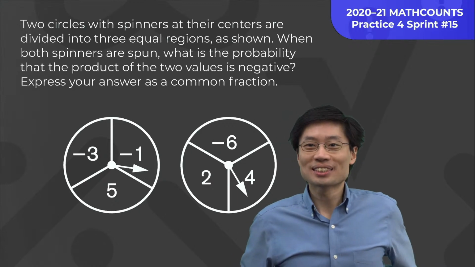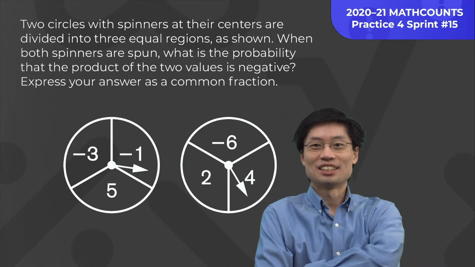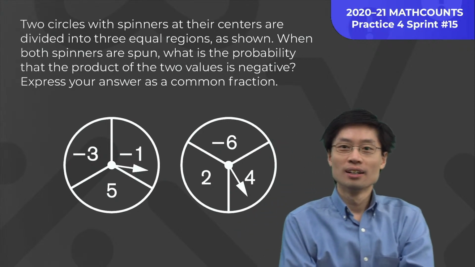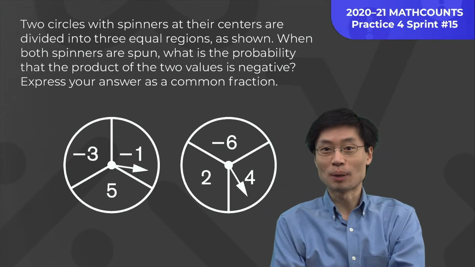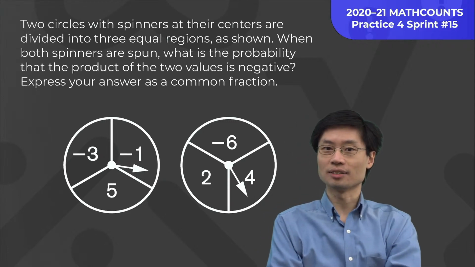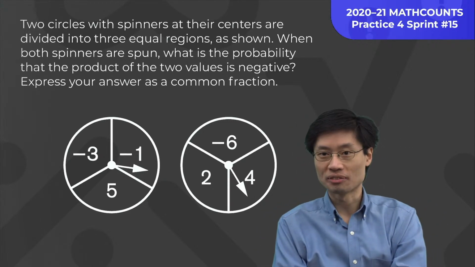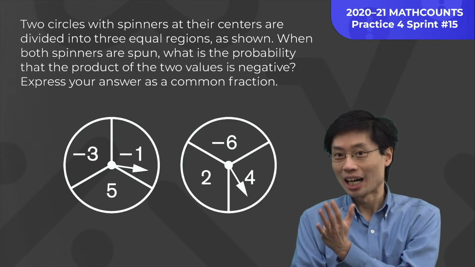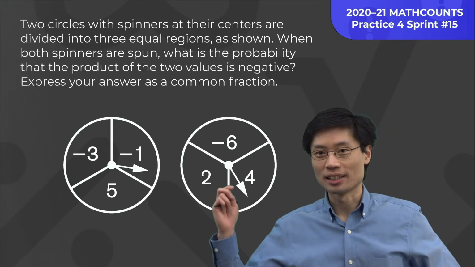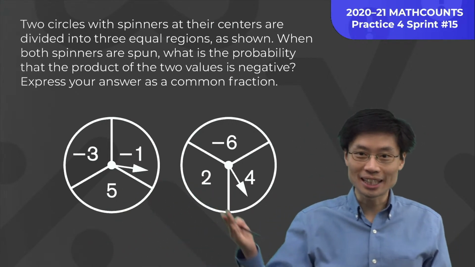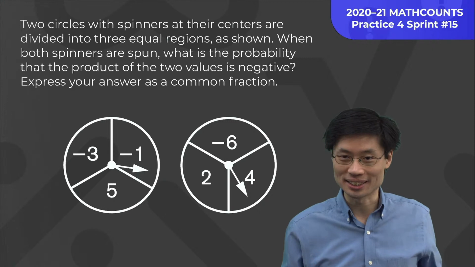Okay, 2 circles with spinners at their centers are divided into 3 equal regions as shown. When both spinners are spun, what is the probability that the product of the 2 values is negative? Express your answer as a common fraction. So if I want to get a negative number, how do you do that? Well, you either have a negative times a positive or a positive times a negative. Those are the only 2 cases.